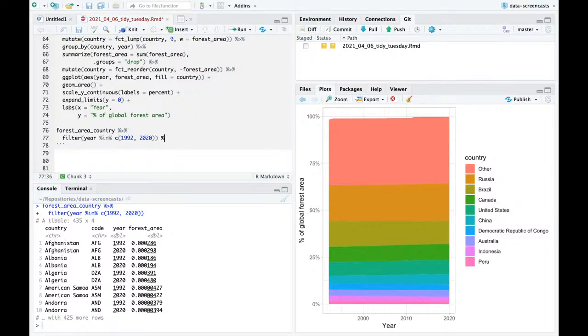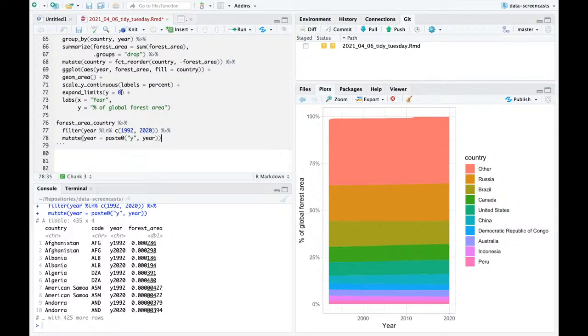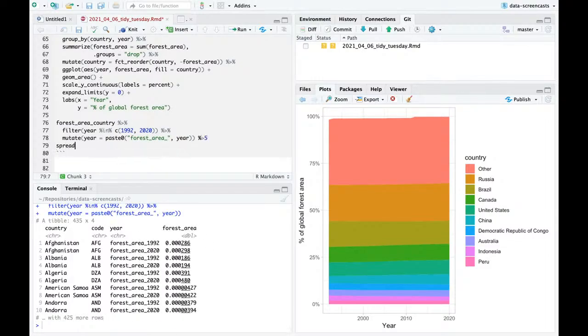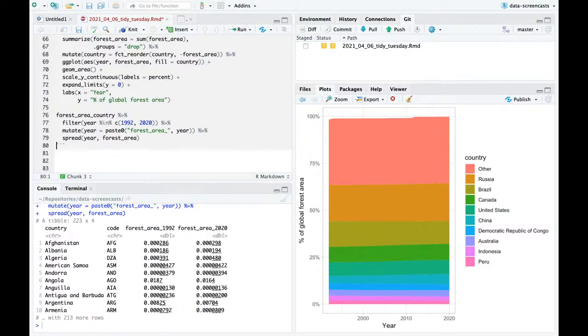I can grab these, and here's what I actually really like, is I like to throw in a Y in front of the year, or throw in forest area now that I think of it. Why? Because that lets me spread. I can also pivot wider, but spread is the way I'm kind of accustomed to doing this, year and forest area. And now I have the amount that it was in 1992, and the amount that it is in 2020.